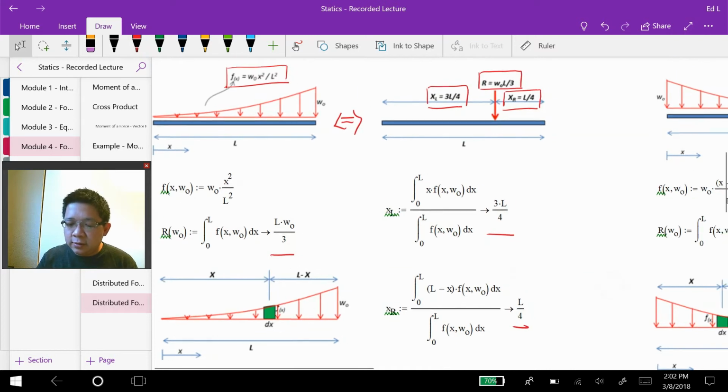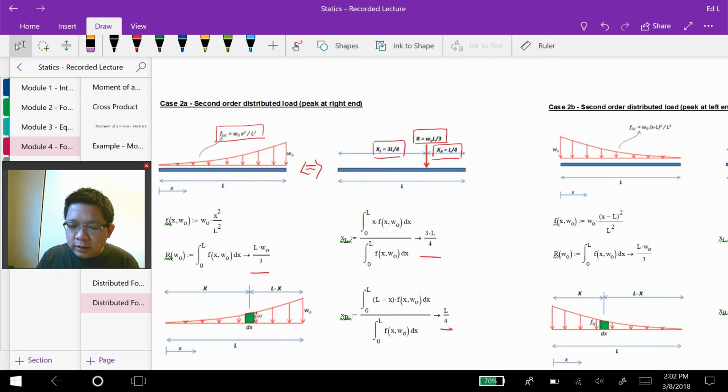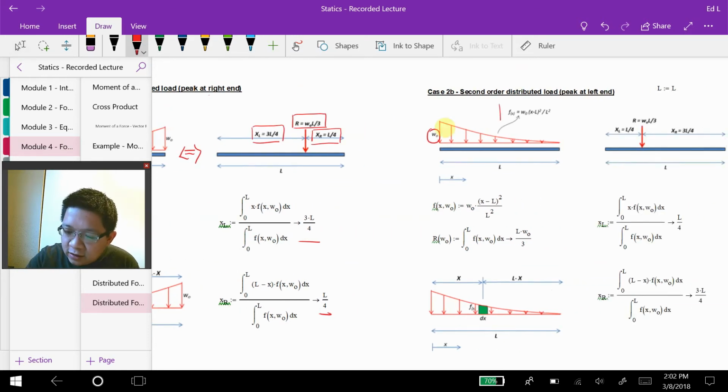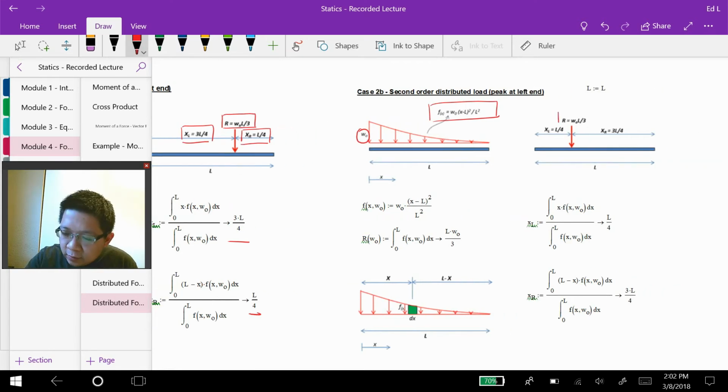Okay, so in the case 2B, right now the highest intensity is located on the left end instead of the right end, and this is the function that describes the distribution of the forces. Okay, and if you perform the calculation, you obtain that R is this. Okay, W naught L over 3. Then this is X bar from the left end, and this is X bar from the right end.